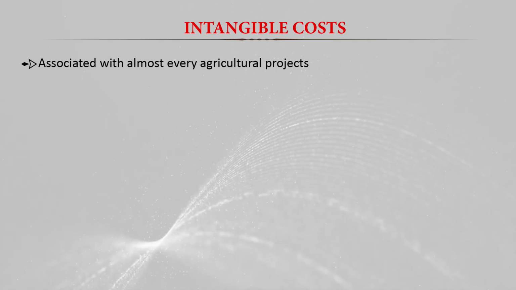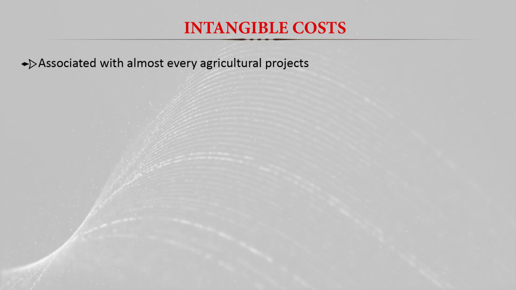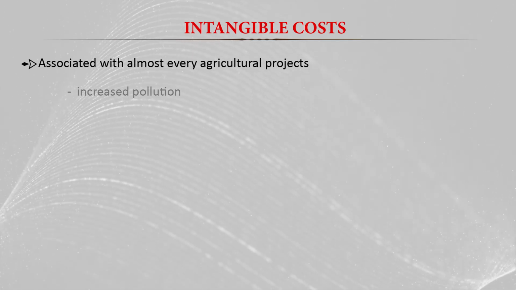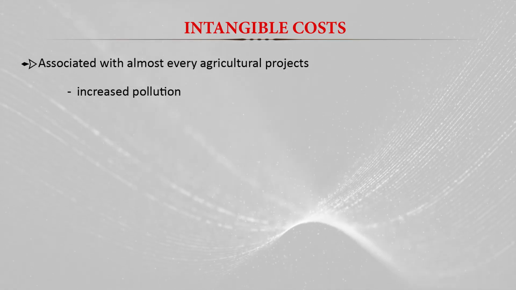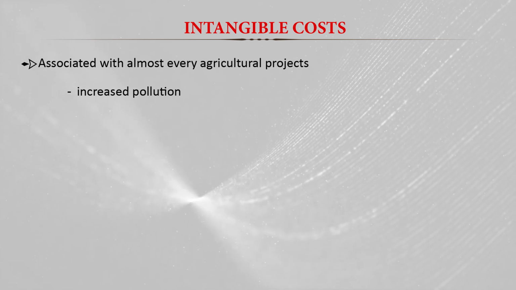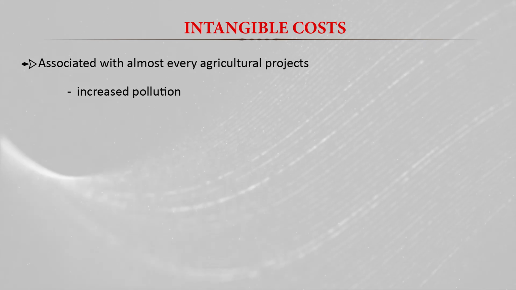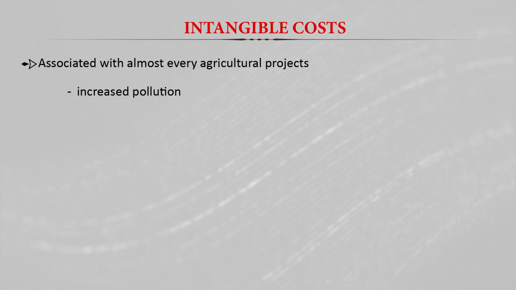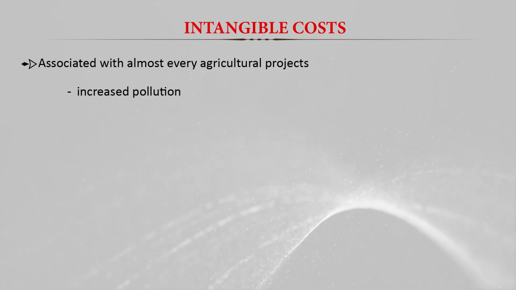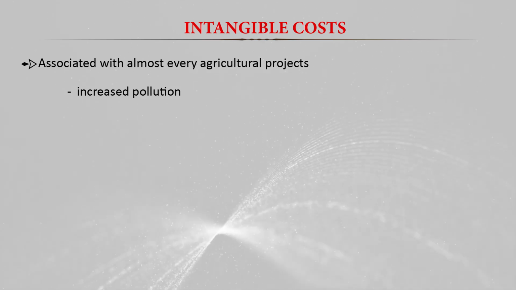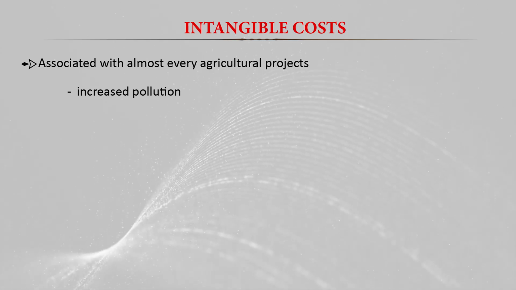Then intangible cost is another important aspect when we consider the cost and benefit of a project. Intangible costs are costs associated with almost every agriculture project. An example is increased pollution. If we are promoting more use of fertilizers or pesticides to increase productivity, there will be another effect: pollution will also increase. We cannot easily measure pollution in monetary terms, so we say that is an intangible cost.